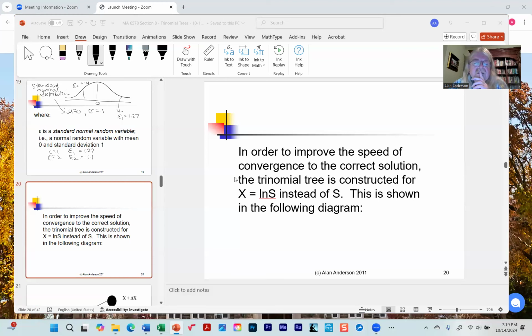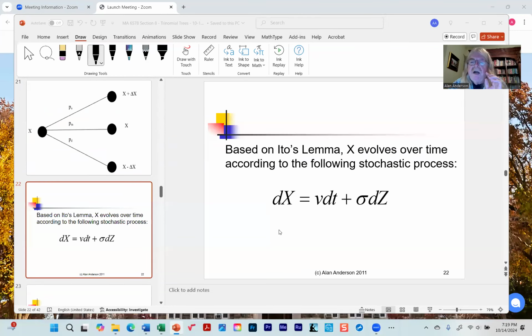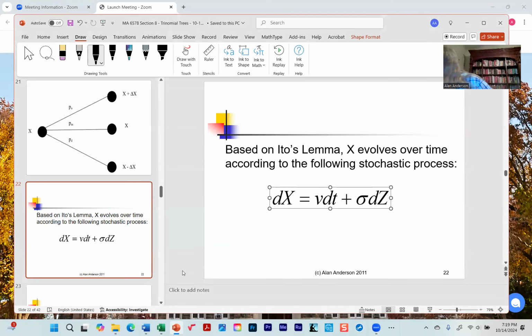But in this case, what they want you to see is that instead of what we had before, we're going to have X, which if you go up, goes up to X plus delta X, stays at X, or goes down to X minus delta X. Okay. Now, we still have the correct properties. Now, this is the way that Hull's book shows the stochastic process followed by X as opposed to S.